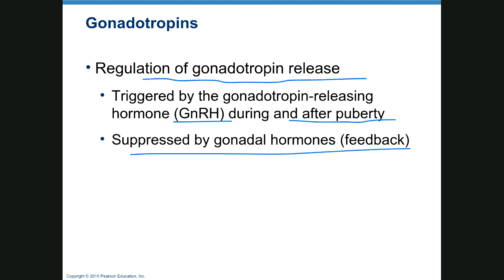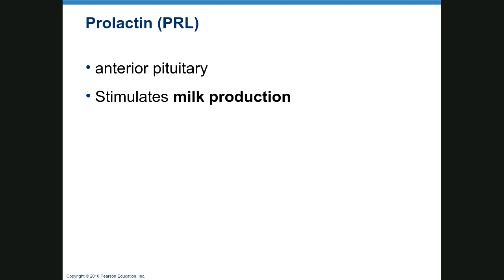Birth control pills keep you from developing a new follicle because these gonadal hormones, estrogen and progesterone, prevent the release of this hormone, so you quit cycling. You quit producing new follicles. And if you don't produce a follicle, you don't release an egg and you don't get pregnant. Prolactin is released from the anterior pituitary and stimulates milk production.